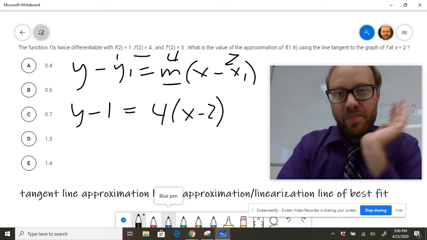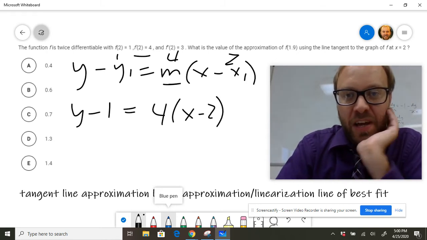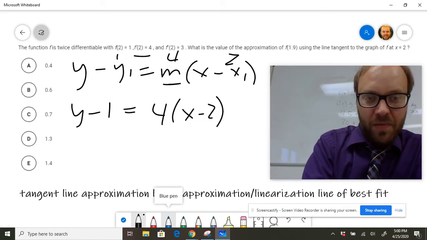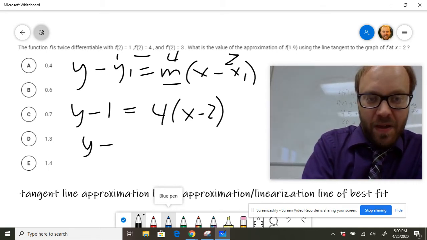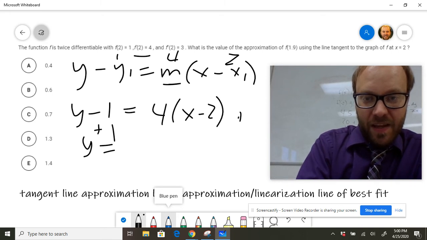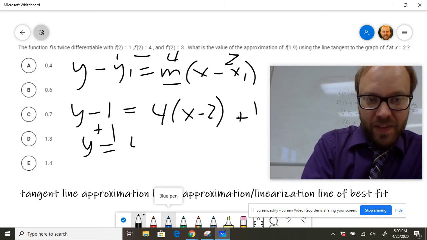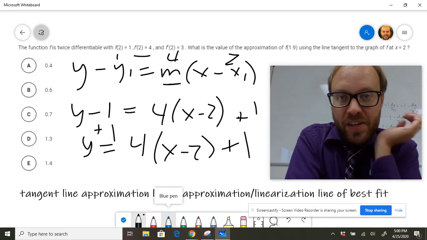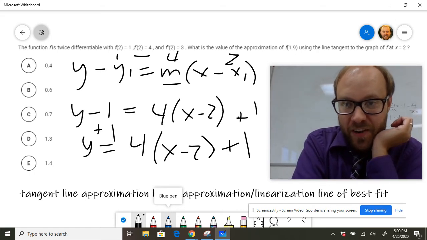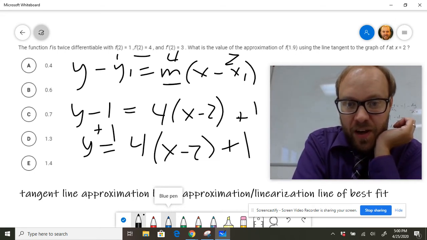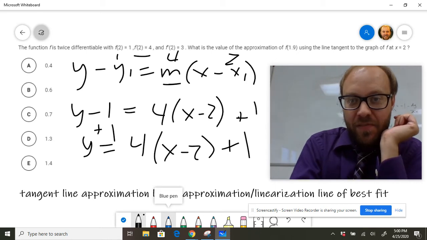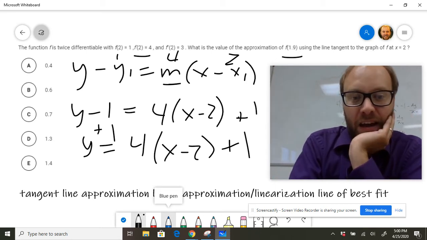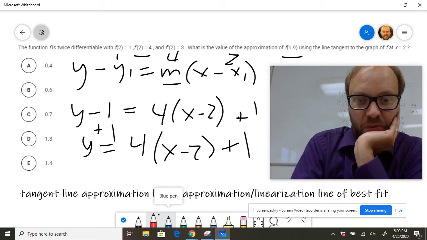And you can put it in slope-intercept form if you want to. A lot of books at least would probably have you solve for y and maybe move that 1 to the other side. Anyway, you can end up with something like 4 times the quantity x minus 2 plus 1. And anyway, at this point, you should just be able to substitute in here and figure out what's going on. So in this case, they want me to find f of 1.9. So I'm just going to substitute 1.9 in here.